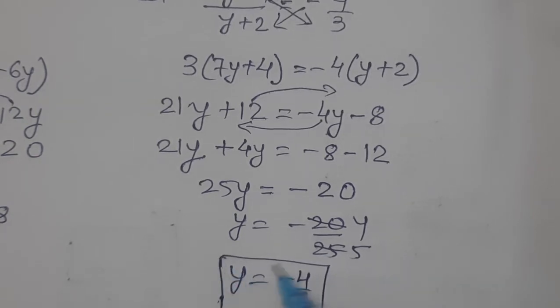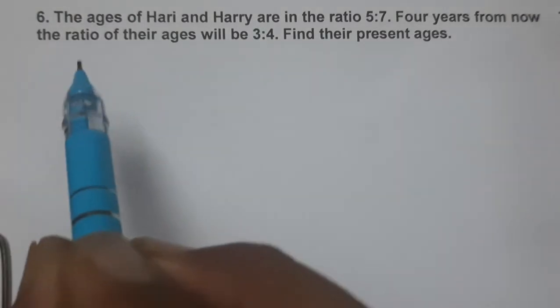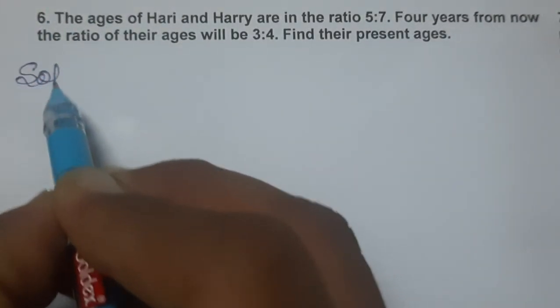So in this way we can do this cross multiplication method. Now let us do question number 6. This is a word problem: the ages of Hari and Harry are in the ratio 5:7. So many times I told you children that whenever a ratio comes, assume the ages to be 5x and 7x. If the ratio is 3:4, then 3x and 4x. So let us start with the solution.